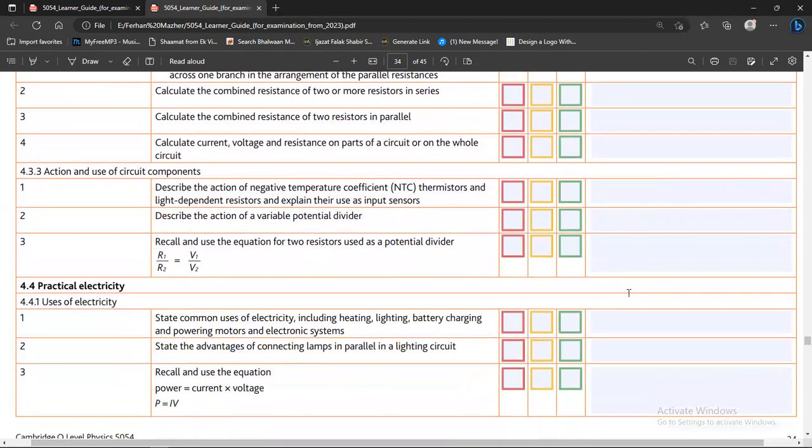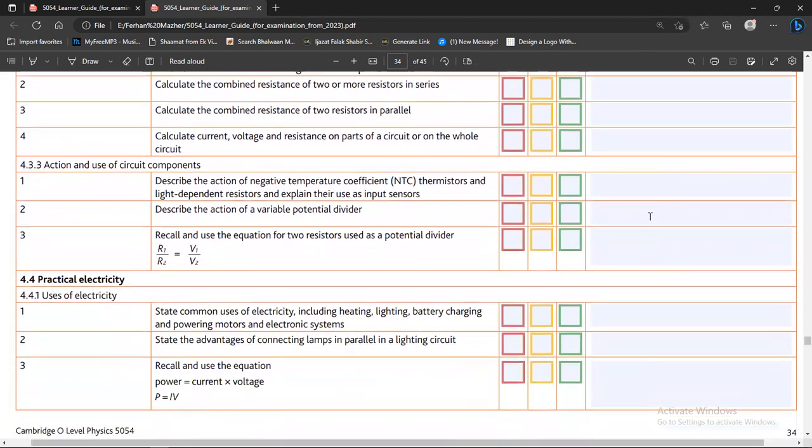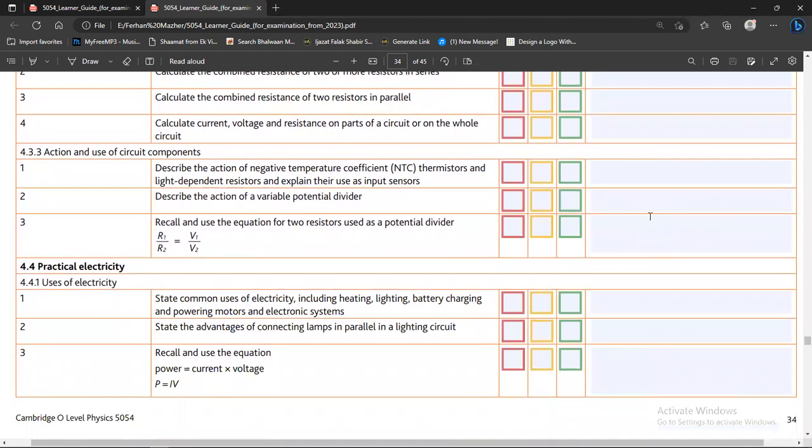Action and use of circuit components. Describe the action of negative temperature coefficient NTC thermistors and light dependent resistors and explain their use as input sensors. Describe the action of a variable potential divider. Recall and use the equation of two resistors used as a potential divider: R1 by R2 is equal to V1 by V2. Remember this equation.